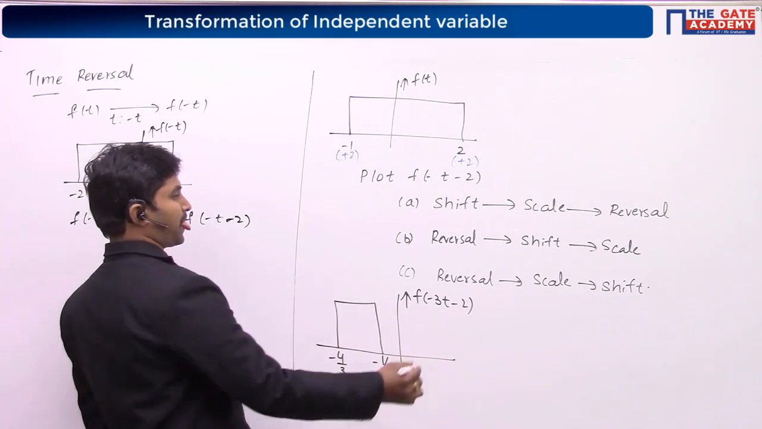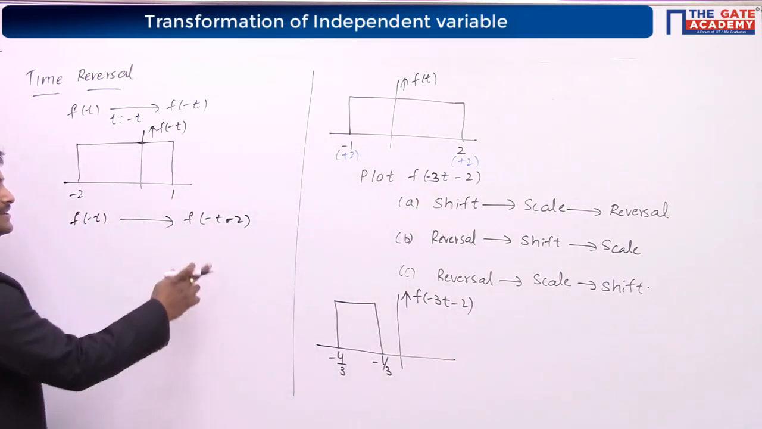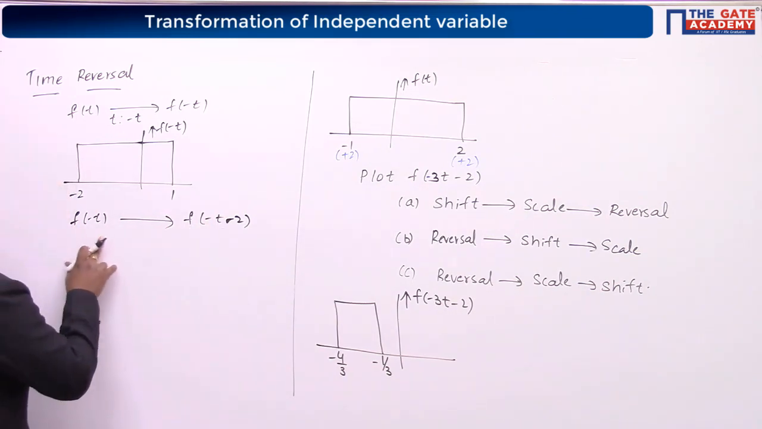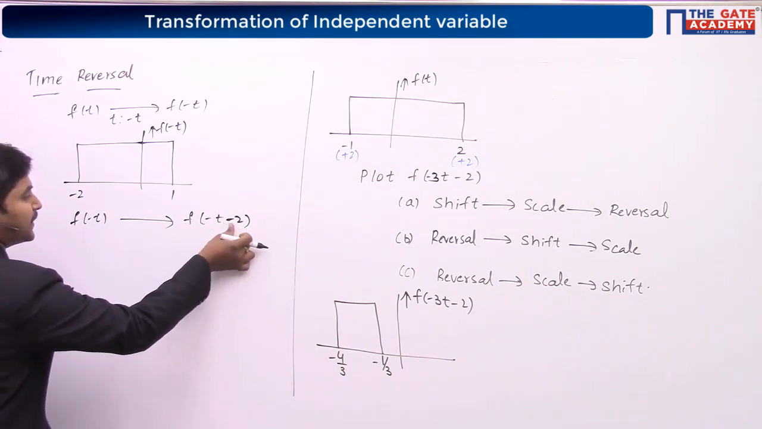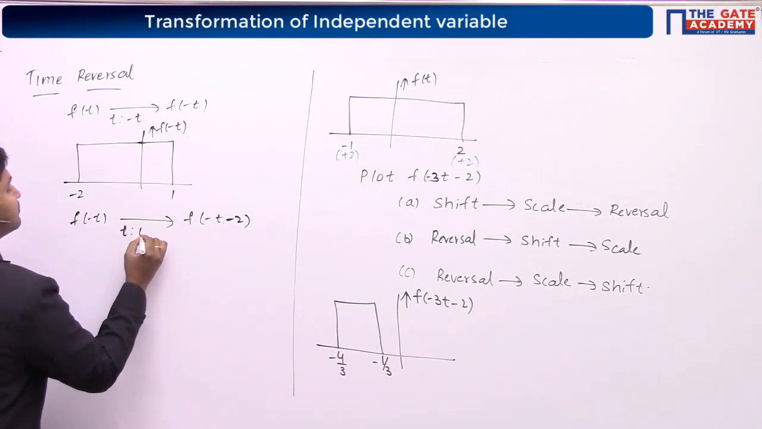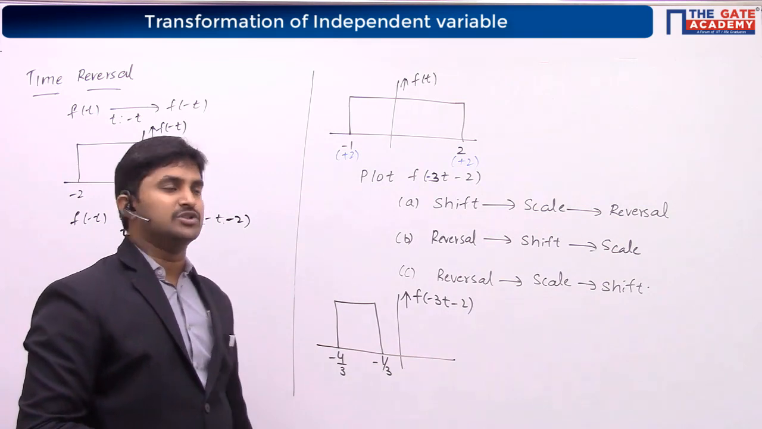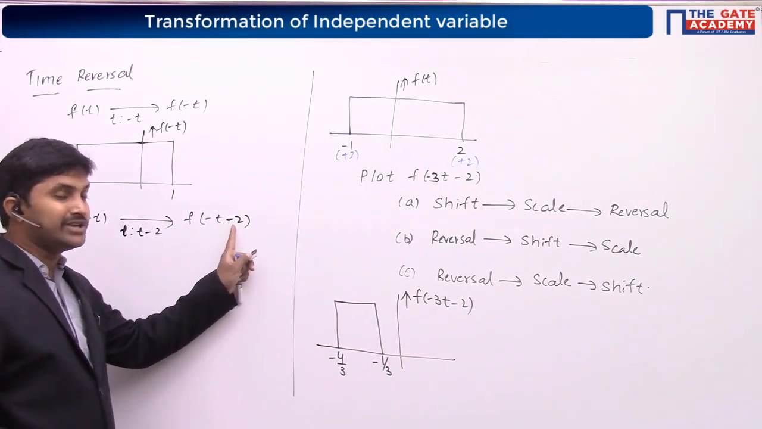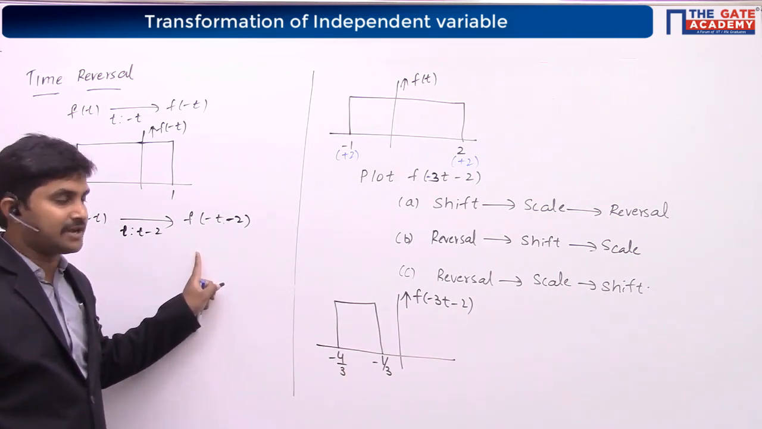Okay? So, without scaling, the operation is that f of minus t minus 2. See, if you blindly follow this particular thing, that there is a minus 2 here, so what I will do is t becomes t minus 2. This would become a mistake. If you blindly do this, that t becomes t minus 2, it will be a mistake.